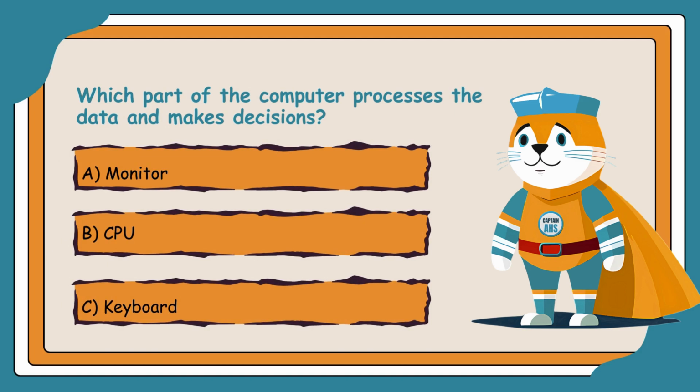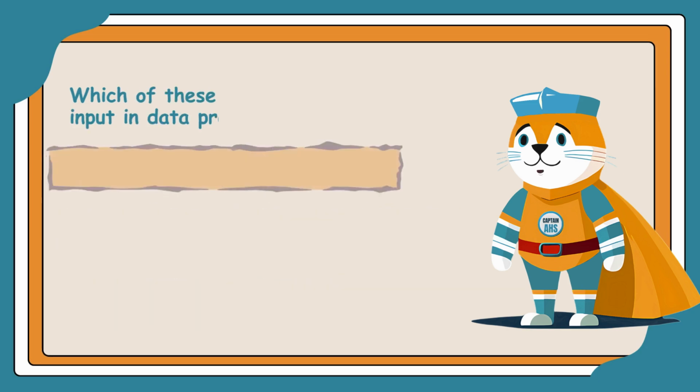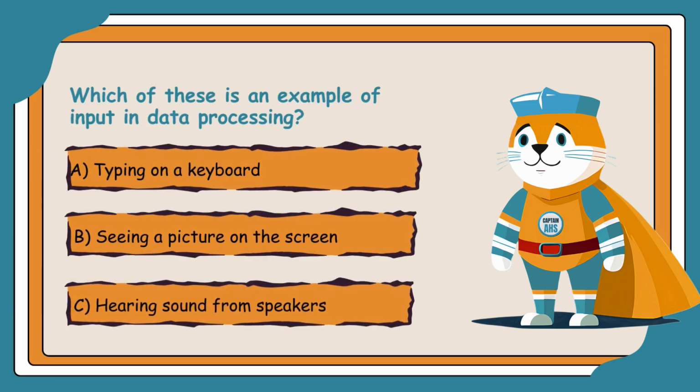Which part of the computer processes the data and makes decisions? Option A, monitor. Option B, CPU. Option C, keyboard. Option B, CPU.